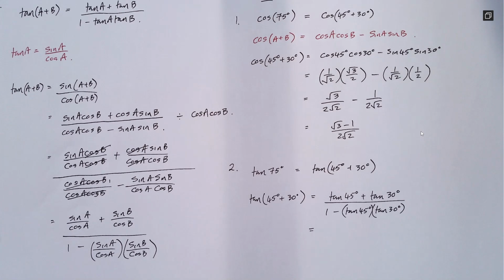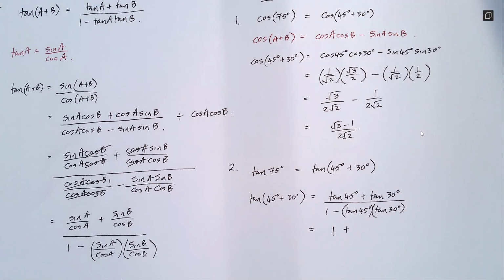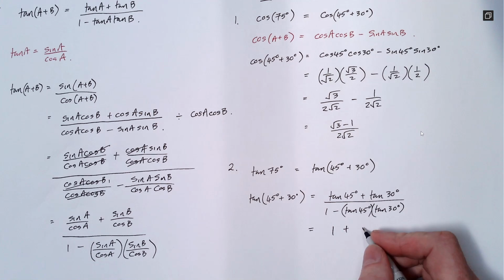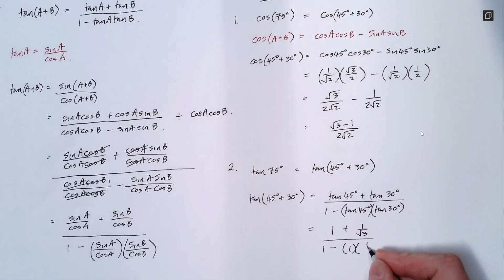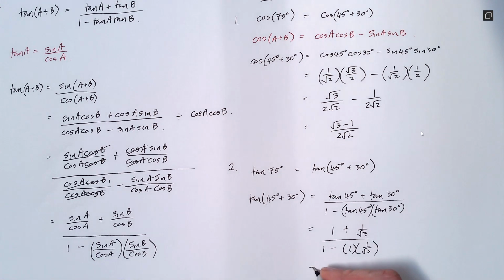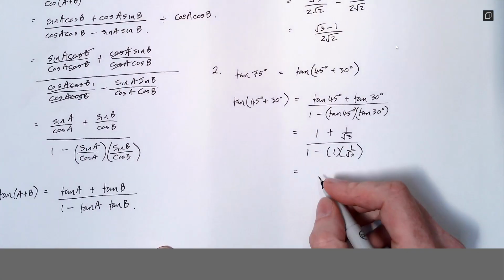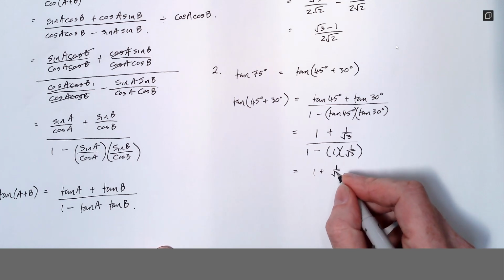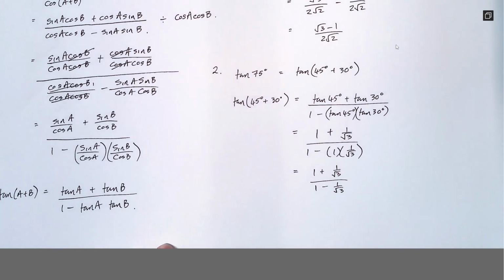Right, tan 45. Your table, page 13. Tan 60 is square root 3. Plus tan 30, which is 1 over square root 3. So you get 1 plus tan 30 over 1 minus tan 30, which is 1 plus 1 over square root 3, over 1 minus 1 over square root 3.